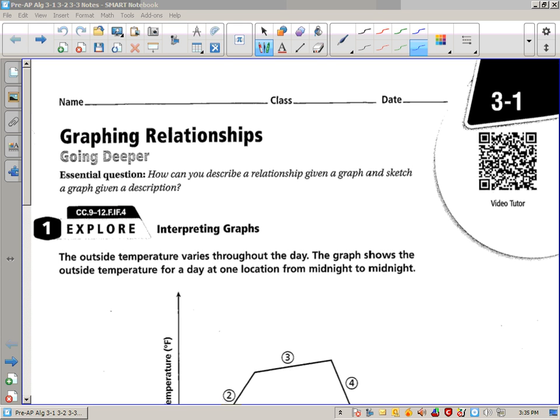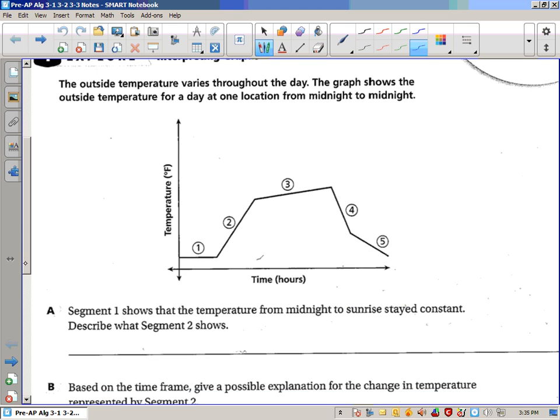In Chapter 3, we are going to focus on what we call functions. But in Section 1, we're not going to quite get to the conversation of functions yet. We're just going to focus on what we call relationships. So in this section, we're going to talk about describing a relationship given a graph, and can we sketch a graph given the description. So we start here in this example with a simple graph of temperature throughout the day.